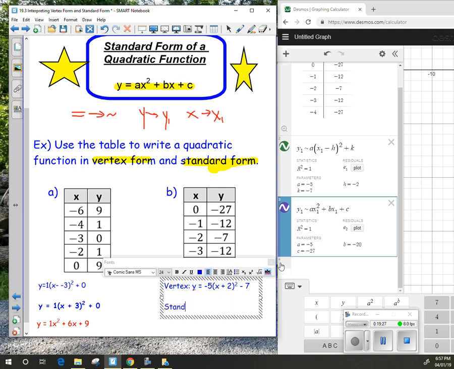And then if I want to do my standard form, I have my a, b, and c, so I would get y equals a is -5 x squared, oh, sorry, typed the wrong button, plus b, which is -20, so I'm going to do -20 x, and then minus c, which is negative 27. So my equation in standard form would be negative 5x squared minus 20x minus 27.